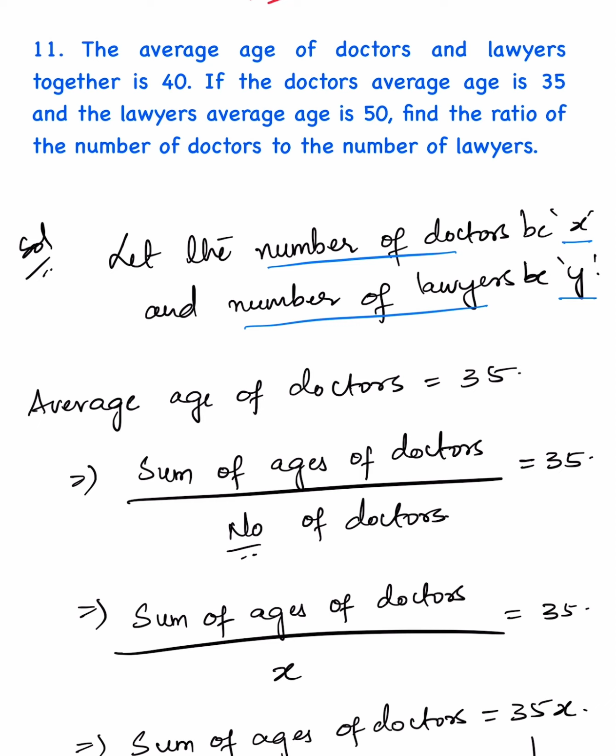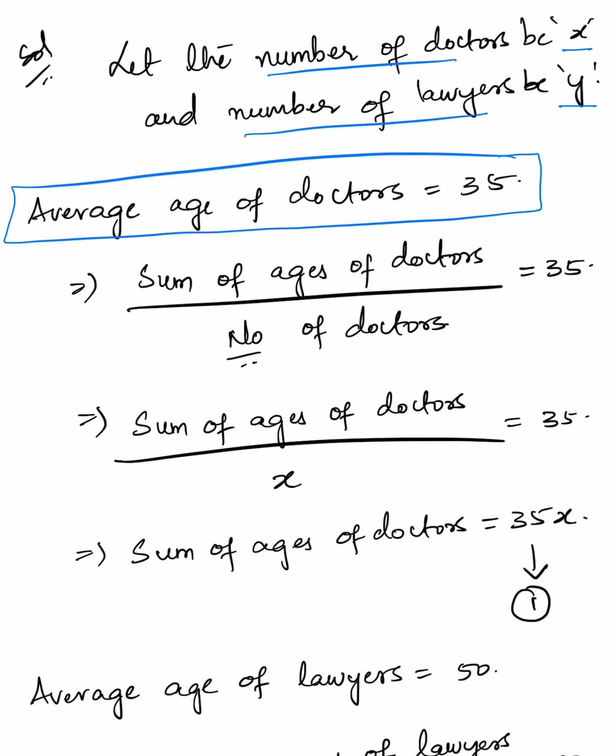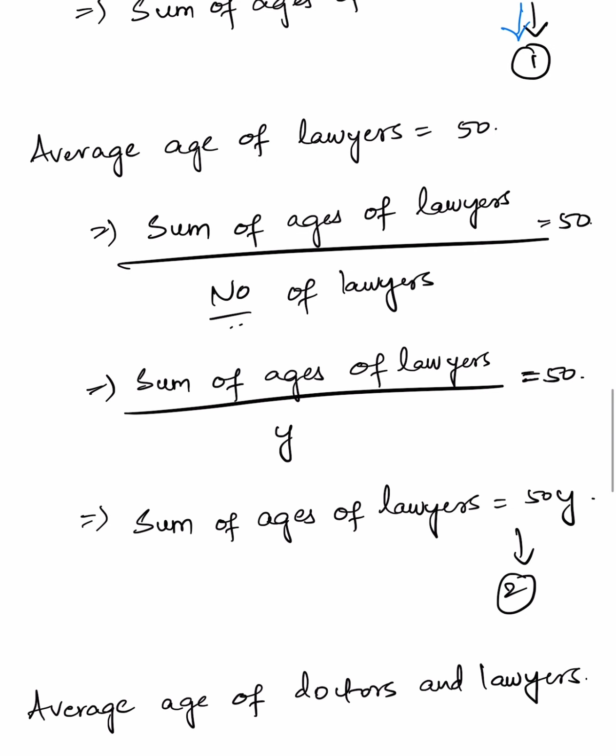It is given that the average age of doctors is 35. What is average age of doctors? Sum of ages of doctors by number of doctors, right? That is the average. So, sum of ages of doctors by number of doctors is 35. We assumed the number of doctors to be x. So, sum of ages of doctors by x equals 35. So, sum of ages of doctors is 35x. This is equation 1.